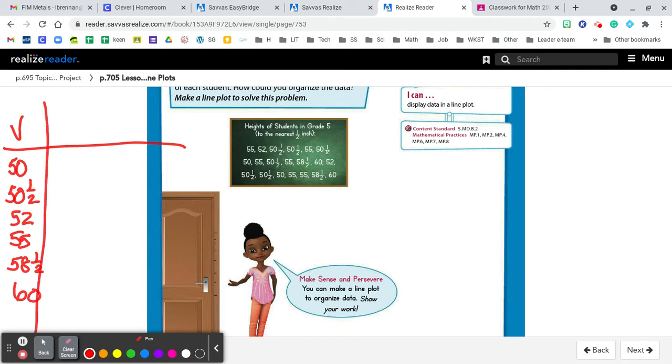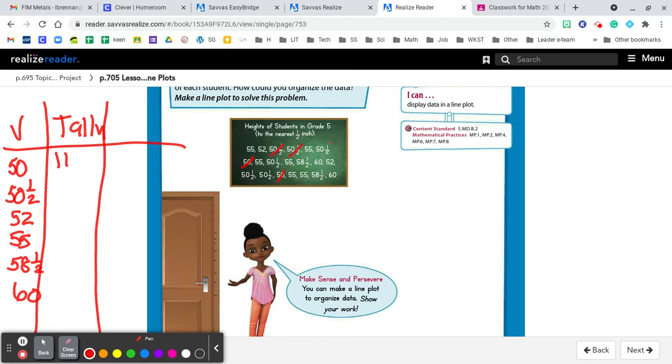Then I will go over to my table and I'll count how many 50s using a tally. You don't have to do it this way, but you can. So there's two 50s. Cross them off as I go. I strongly suggest you do that. Make sure you don't miss anything. Okay, I saw another 50. There it is. 50 and a half.